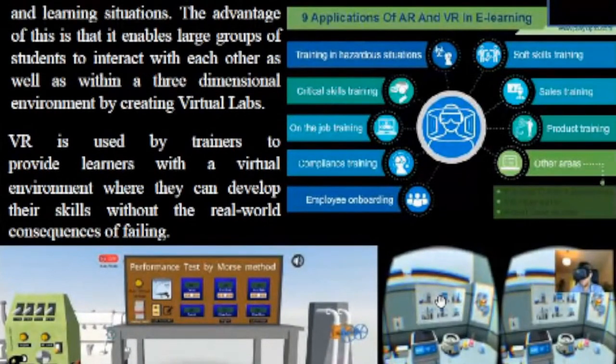Here you can see at the bottom on the left-hand side, there is an experimental setup. It's not real, it's a virtual experimental setup. Some machine setup is there. You can also see two circles, two circular knobs. They are related to some valves.